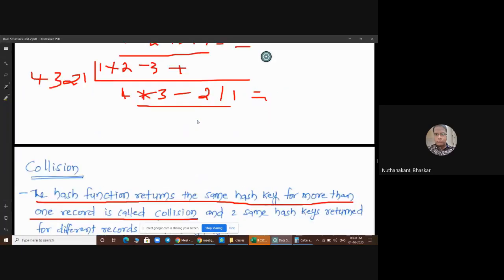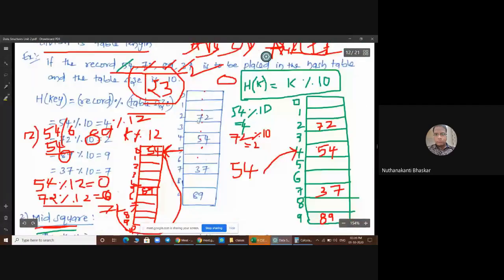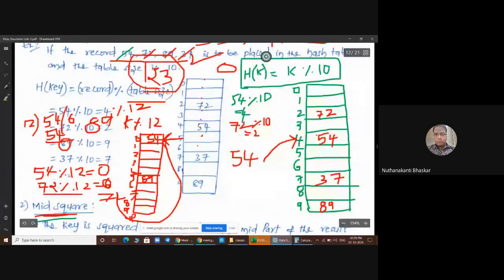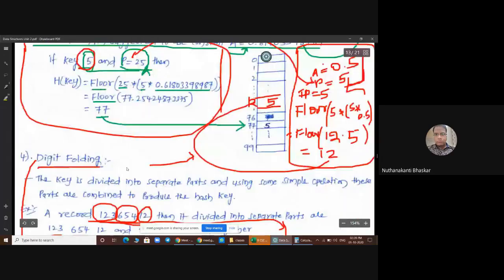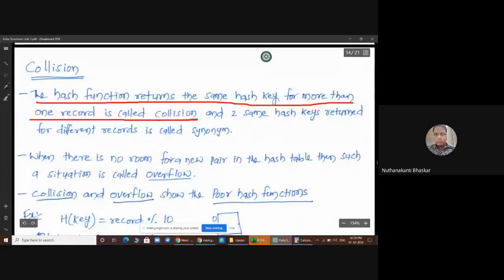Understood? In the first example itself we got a collision, right? For 54 mod 12 and 22 mod 12, we got 0 only. This is called a collision. Both are trying to occupy the same room. Now, how to overcome these collisions? What techniques are there to avoid collisions when we implement the hashing mechanism? Here we have 6 to 8 methods. We will discuss them in the next class.